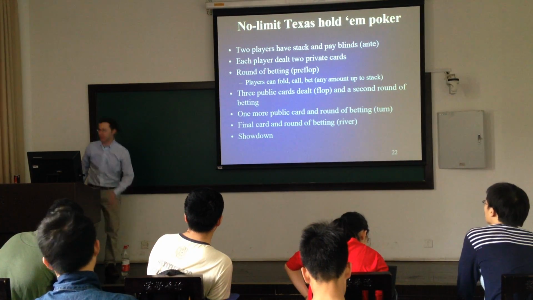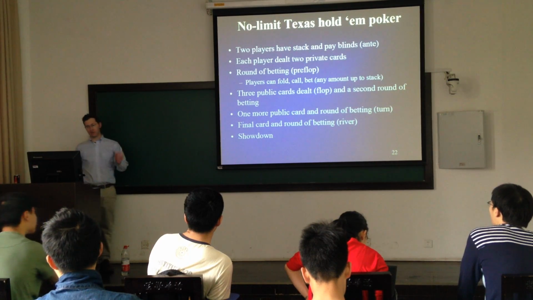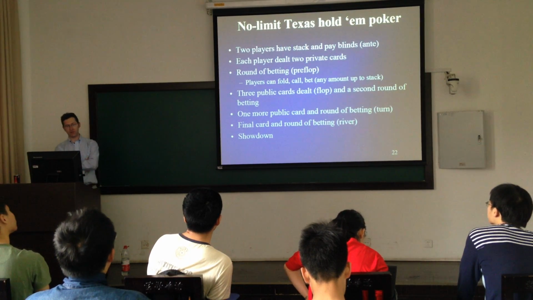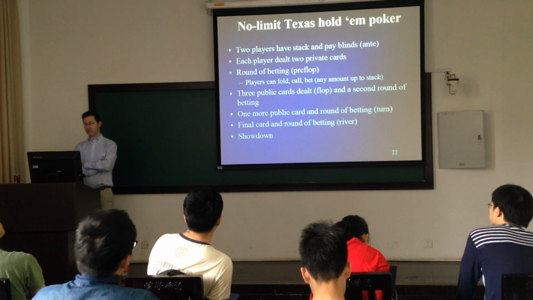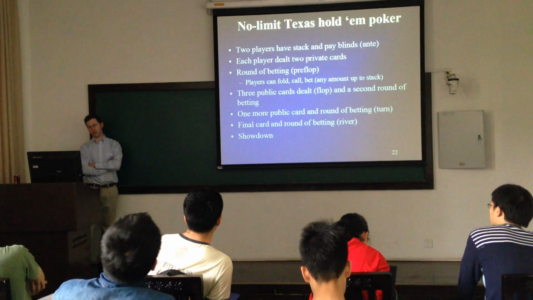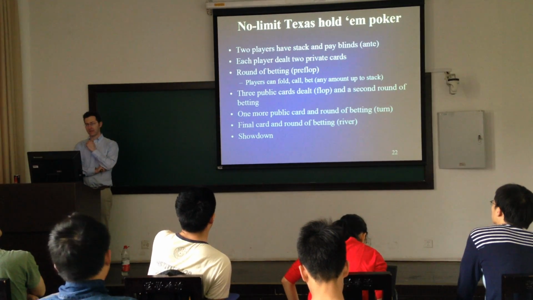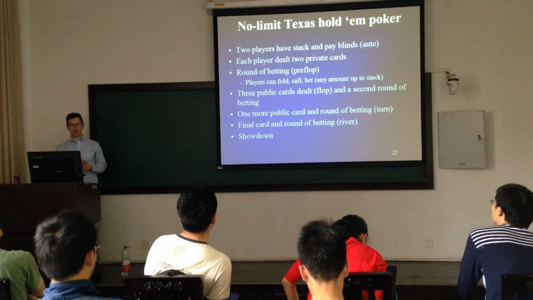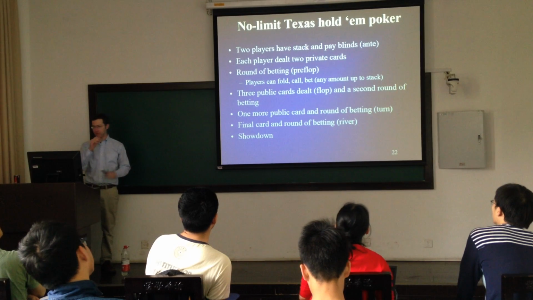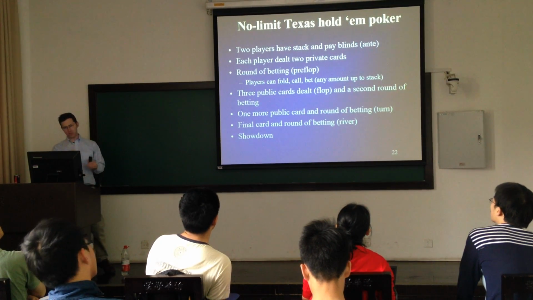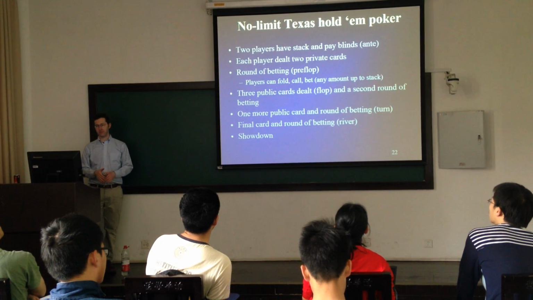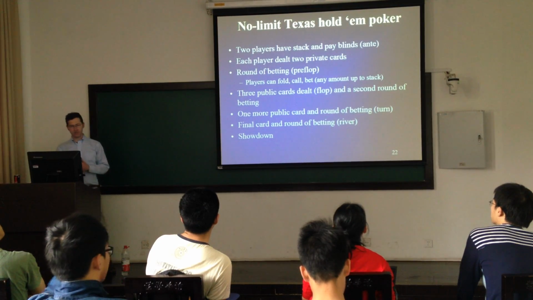So very briefly, the rules. I'm not going to give all the full rules, but I'll give enough so that you can at least follow most of the algorithms I'll be presenting later. So there are 2 players, and they have a stack of chips in front of them, and then they pay some ante called blinds, and then each player is dealt 2 private cards that only they see. There's a round of betting.